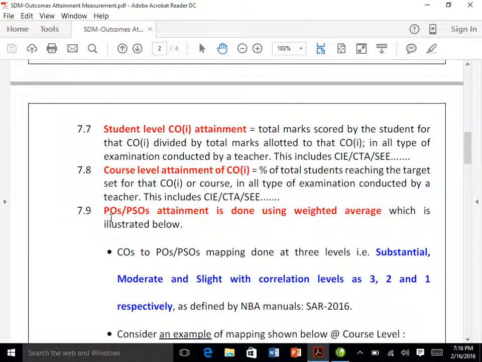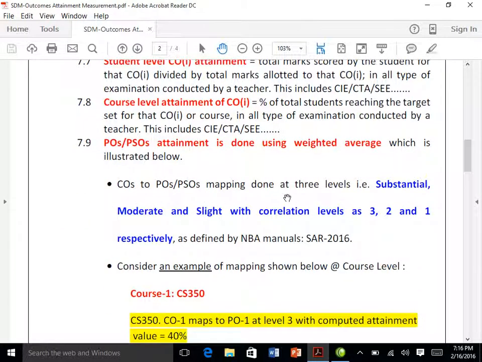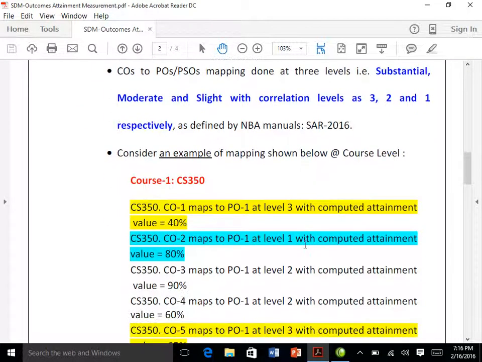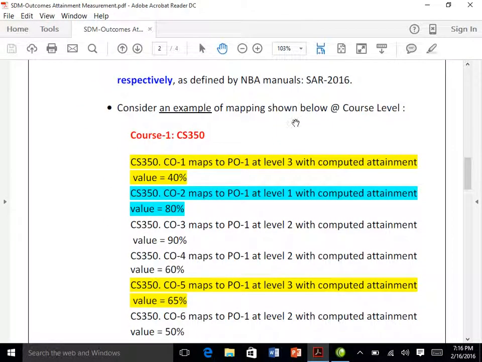Now let's look into how the program outcome attainment is done using weighted average. The illustration is given here. CO to PO mapping is done at 3 levels, which we have already seen. The highest level is substantial, where you expect the expertise to be developed. Moderate, where the strengthening of that particular capability happens. Slight, where the capability is being introduced, with the correlation levels as 3, 2 and 1 respectively, as defined by NBA manuals SAR 2016. Consider an example of mapping shown below at course level.